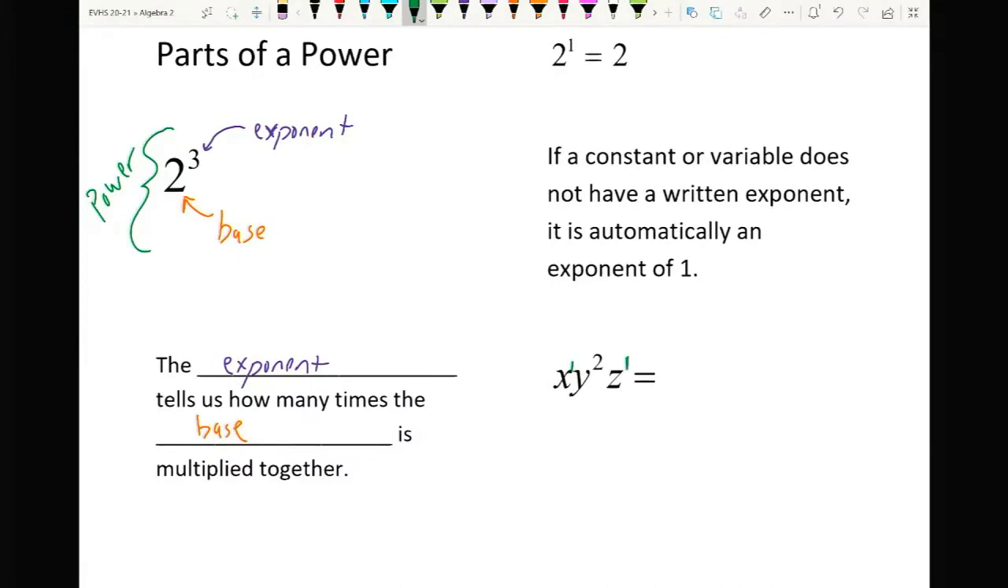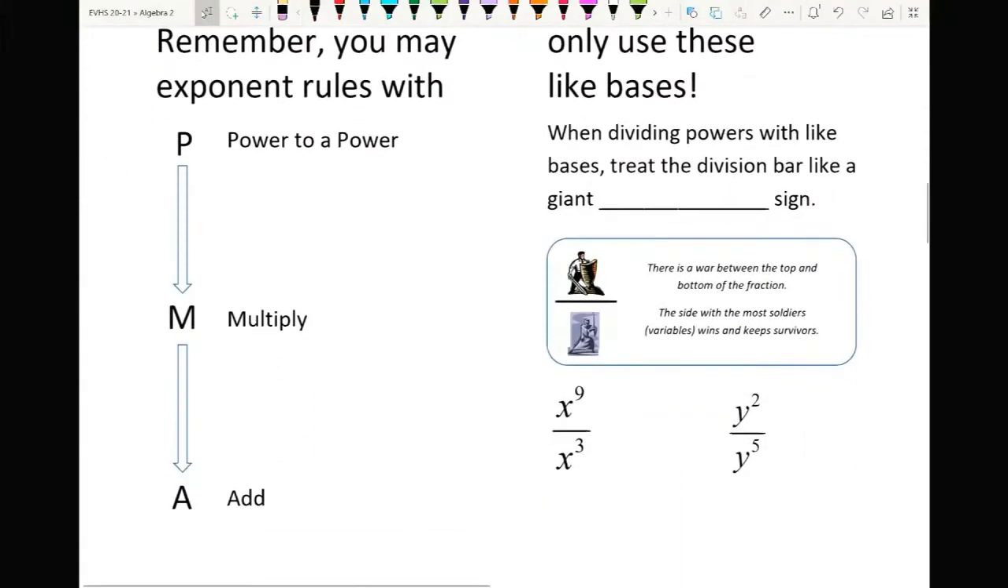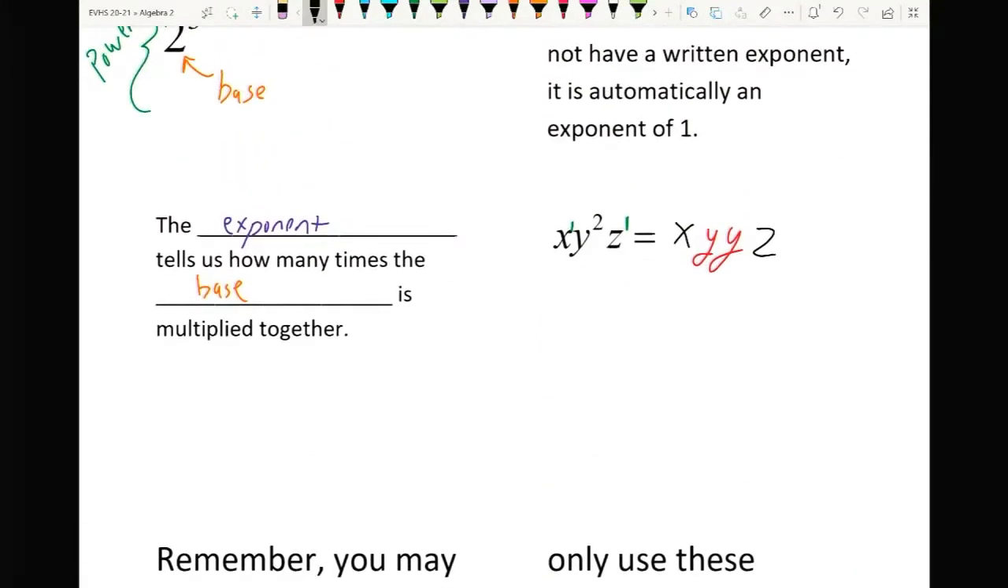So if I was to expand this out, that would end up being x to the first, which is just x. Then it would be y twice, and then 1z. So x times y times z, which we write as just x, y squared, z. Now, remember, you may only use all of these exponent rules whenever you have like bases. So if I have bases that are different, for example, I could not combine together this x and this y because they have different bases.